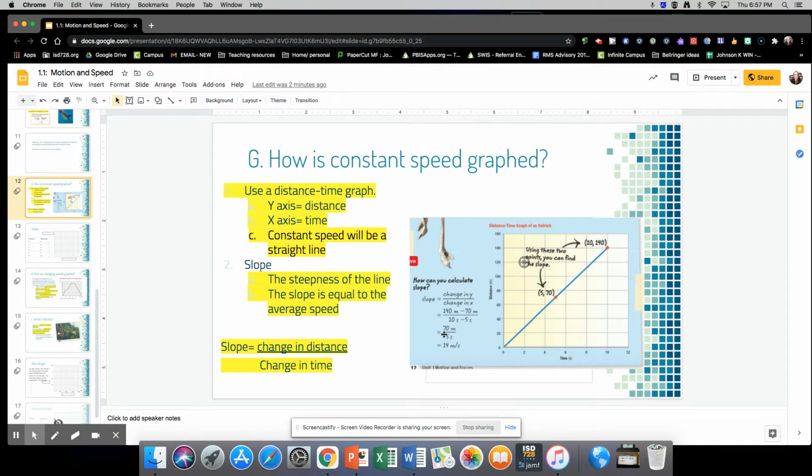So the change in distance is 70 meters over the change in time. From 5 to 10 is 5 seconds. Then we do 70 divided by 5, and we get 14 meters per second. So that's how we can look at a graph and calculate the average speed.